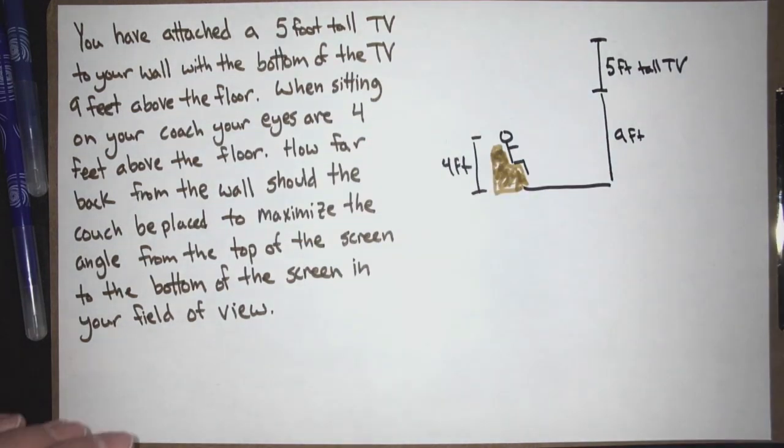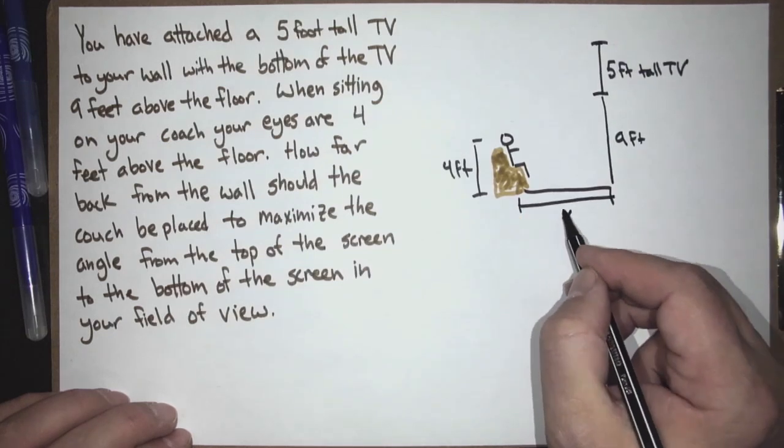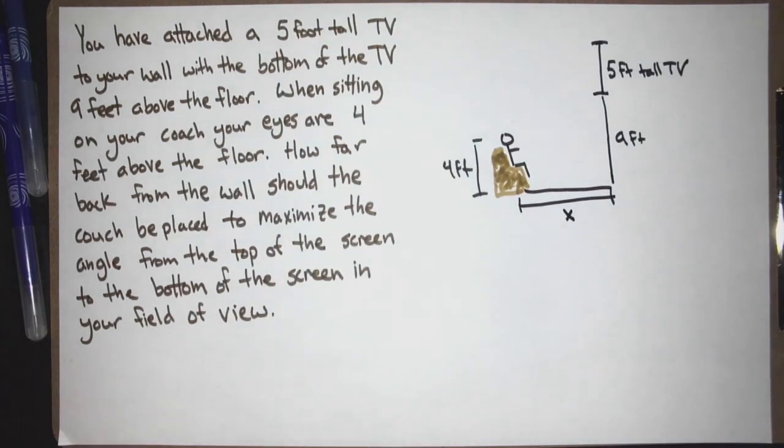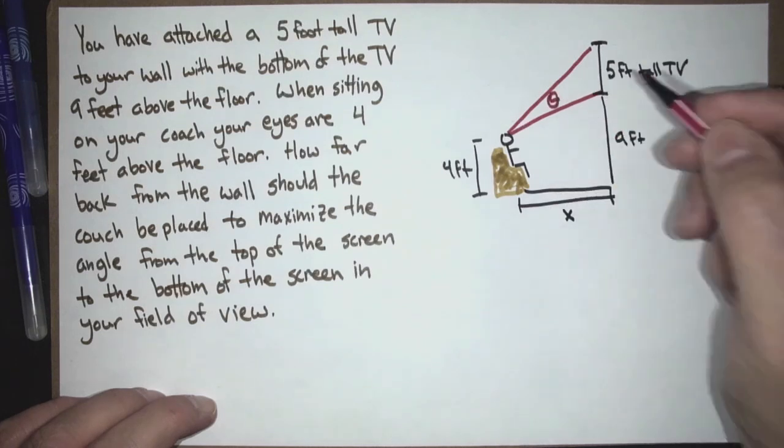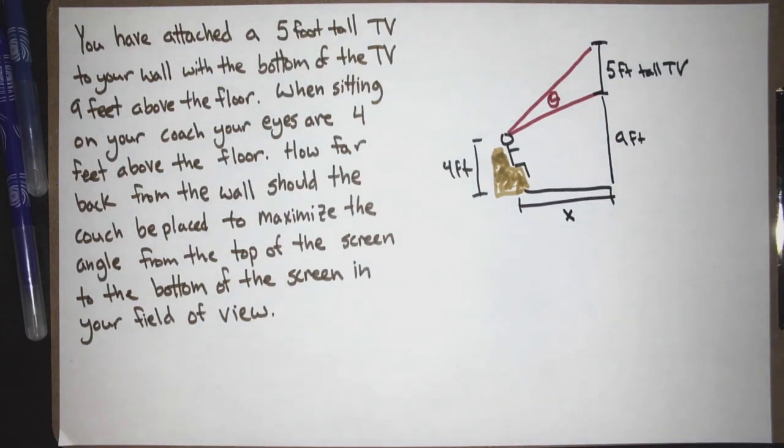Now, the question is, how far back should you be, so we'll call that x, from the wall to maximize the angle that you see. So in other words, you want to get the best view possible. So you want to have that TV take up as much of your sight as you can. So we want to make theta large by choosing x appropriately. That's the problem. All right, fun problem. What do we do?